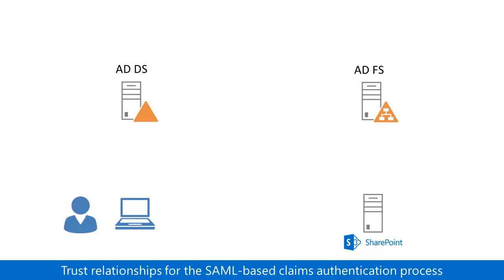First, the federation server, the ADFS server, must trust the identity provider for which it is issuing SAML security tokens. In this case, the trust is implicit because the ADFS server is a member of the ADDS domain and therefore trusts the validation of security credentials by its domain controllers.